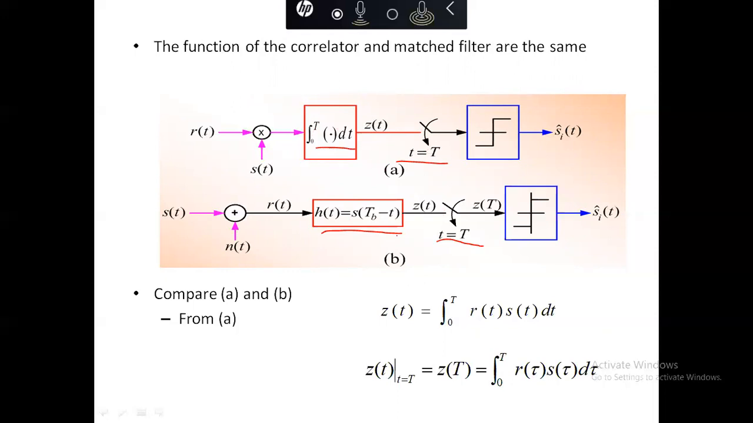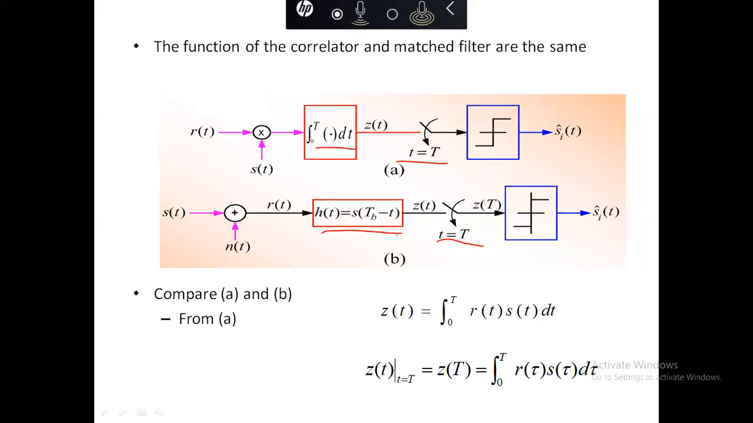At the receiver, you learn that we have a number of correlators equal to the number of basis functions. If we have a signal which is one dimensional, it has only one basis function, and we need only one correlator to decide what we have transmitted. But in case of two-dimensional signaling, we need two correlators to decide what we have actually transmitted. So the correlator is in fact the easiest way to do this.